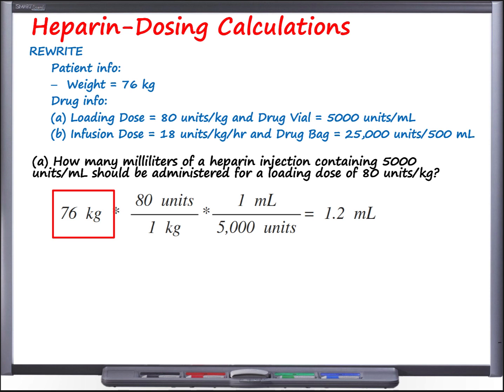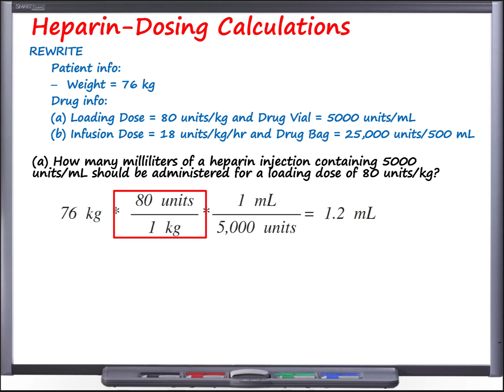So we'll start off with 76 kilograms and then multiply that by the dosing amount. The dose for the bolus is 80 units per kilogram. So we multiply by 80 units over 1 kilogram so that kilograms cancel, and that will give us the total number of units this patient needs.